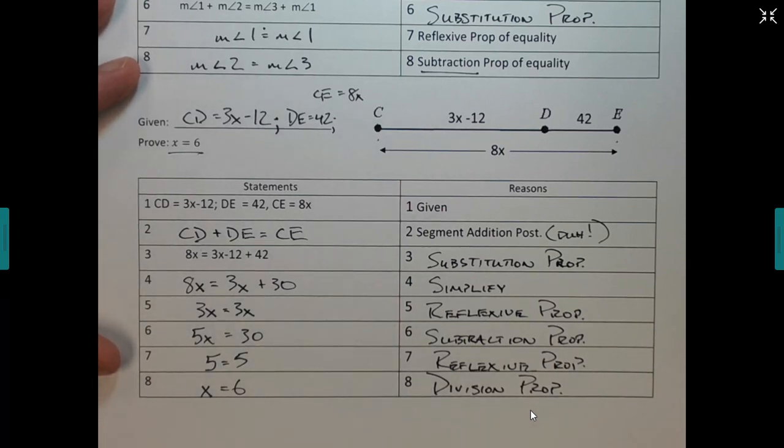Sorry for the interruption, but we just did both proofs. Good luck on the test.